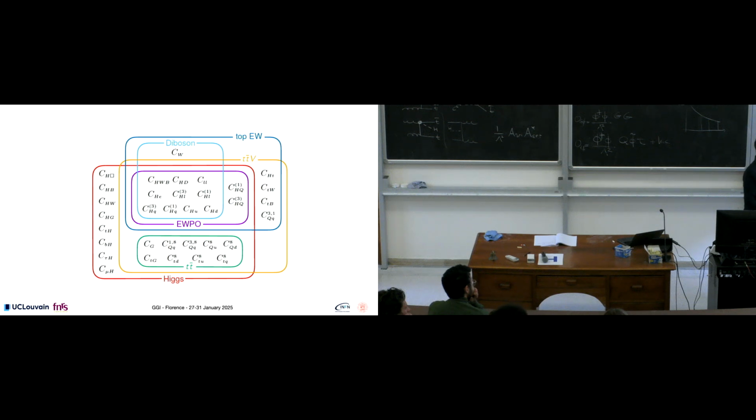Some operators, and we will talk now about one special one which is especially important, you can only get from one measurement. For example, if you want to determine the Yukawa coupling of the Higgs to the muon, we have only one measurement that can do that, which is the Higgs decaying to mu mu.